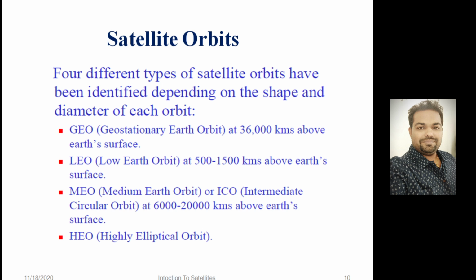GEO is more stable because any satellite kept in GEO will orbit the Earth exactly in 24 hours. So the speed of the Earth and the speed of the satellite will match. So the exact precise location you can easily capture from a satellite situated in GEO, or geostationary Earth orbit.